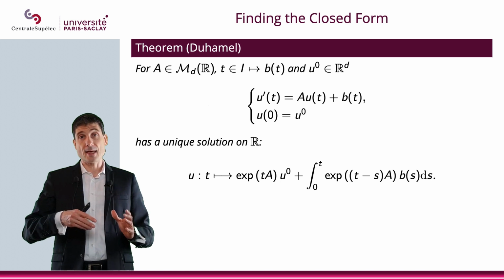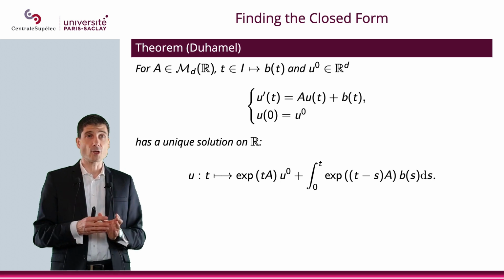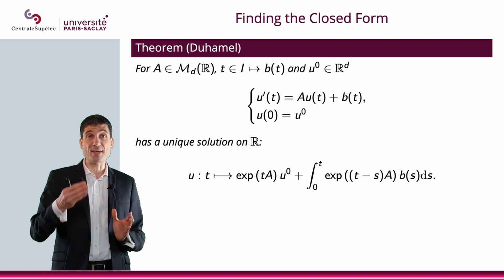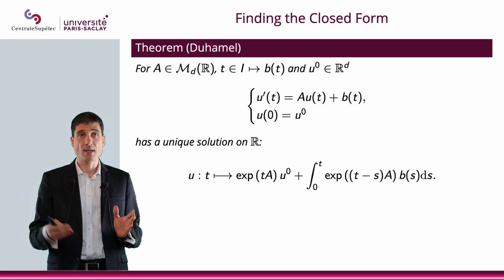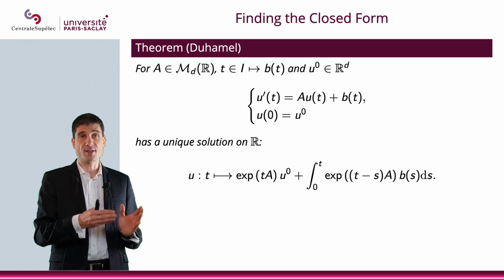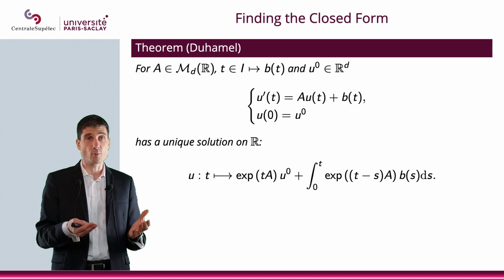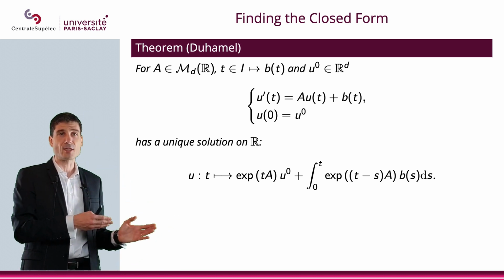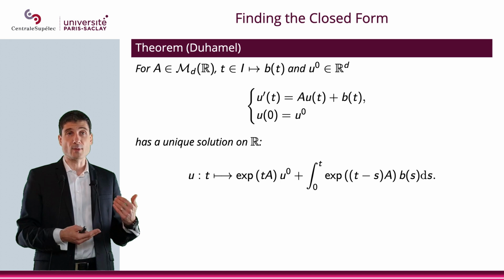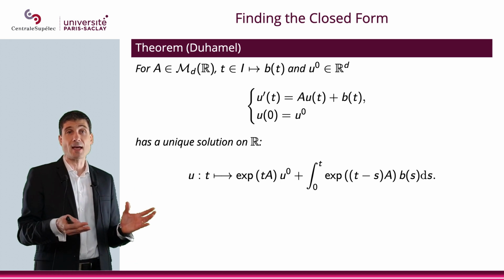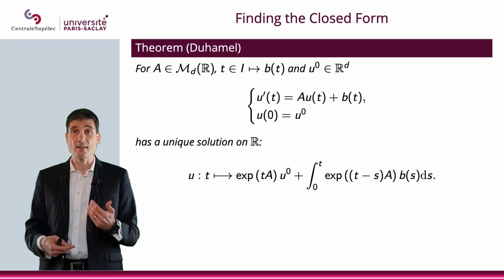Now, I can actually be a little bit more general than what I just stated. I can also add a b of t, so it will be u prime of t equals A u of t plus b of t. And we still have the initial condition u of 0 equals u naught. Then this will also have a unique solution, which starts the same way as before, exponential tA u naught. But I have an additional term, which is the integral between 0 and t of exponential (t minus s)A, the matrix A, times b of s ds.